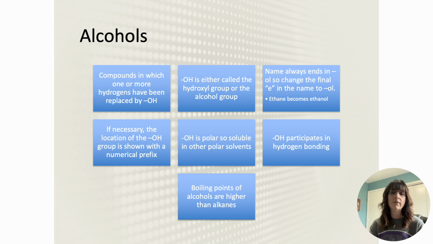The location of the OH sometimes needs to be pointed out, so you might have to say, like 2-butanol. We need to state where that OH is. Little FYI, the boiling points of alcohols are higher than alkanes because we have some polar bonds going on. We have some hydrogen bonding going on. So those alcohols like to stick together a little bit more than your plain alkanes.